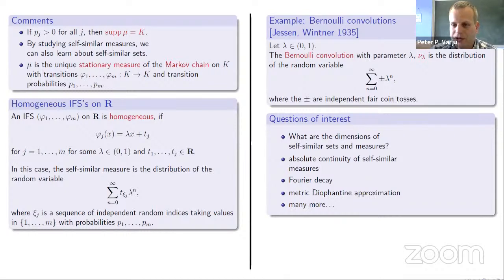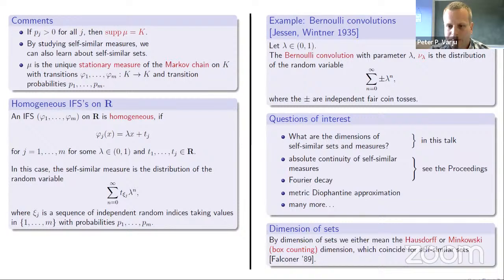And then there were also a lot of recent work on metric Diophantine approximation, which is very exciting. So in this talk, I will talk only about dimension. But if you look at my article in the proceedings, which I believe hasn't yet appeared, but nevertheless you can find it on arXiv, then there is a short survey about absolute continuity and Fourier decay. Okay, so let me tell you about what I mean by dimension.